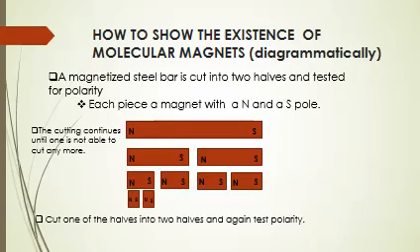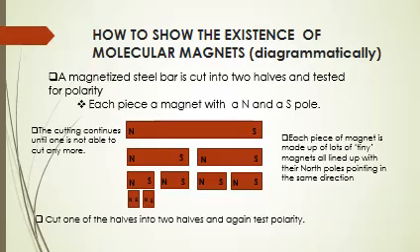After testing for polarity, you also see that these small halves are also magnets with north and south poles. So this really shows that inside the magnet there are tiny magnets, or small molecular magnets, or small domains. Each piece of magnet is made up of lots of tiny magnets, all aligned with their north poles pointing in the same direction.